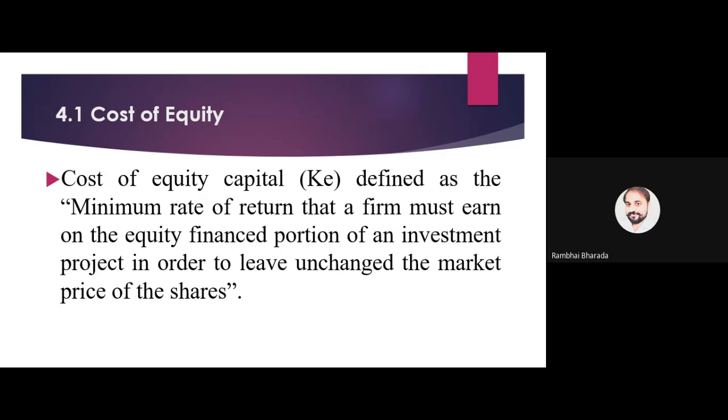Here, cost of capital is mostly known as K. Please remember, K stands for cost of capital. Whenever the words cost of capital are there, we write a capital K. If we are discussing equity capital, it's KE. If we are talking about preference, it's KP. If we are talking about debt, it's KD. Are we clear? KE means cost of equity capital, KP means cost of preference capital, and KD means cost of debt capital.